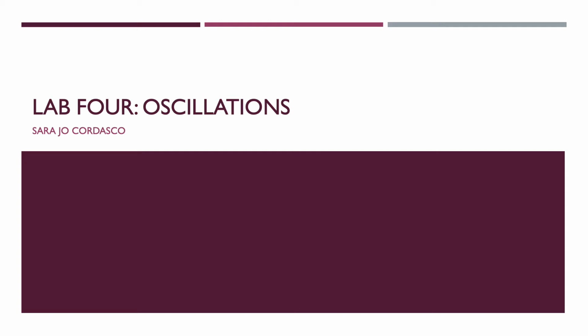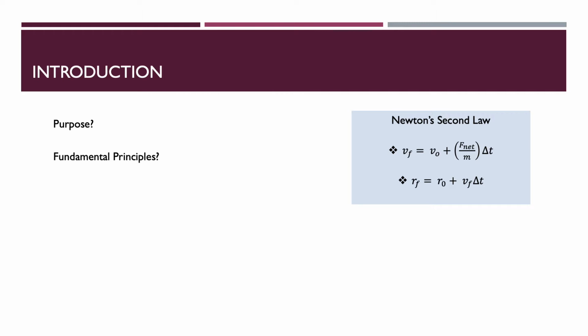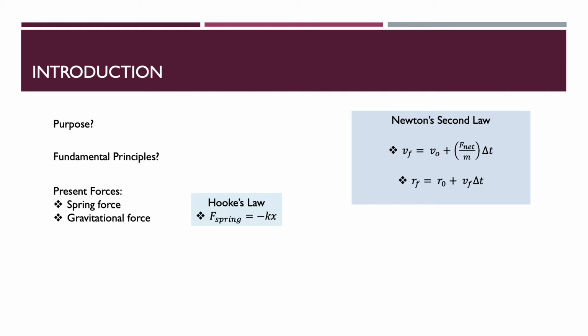Lab 4 Oscillations. The purpose of this lab is to analyze the motion of a spring oscillating in 2 dimensions. There are 2 fundamental principles used in this lab. The first is Newton's second law. The 2 forces acting on our system are the spring force defined by Hooke's law and the gravitational force by the Earth. Newton's second law will be used to calculate important unknown terms in our system.